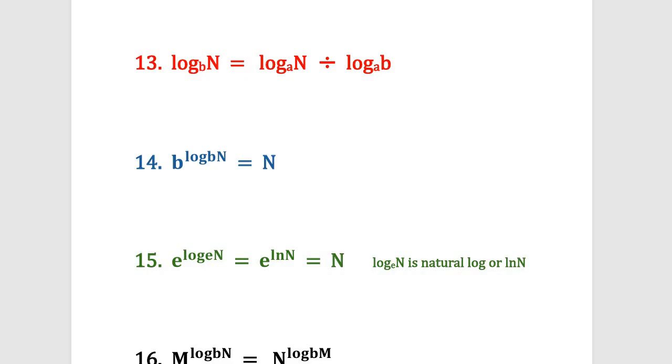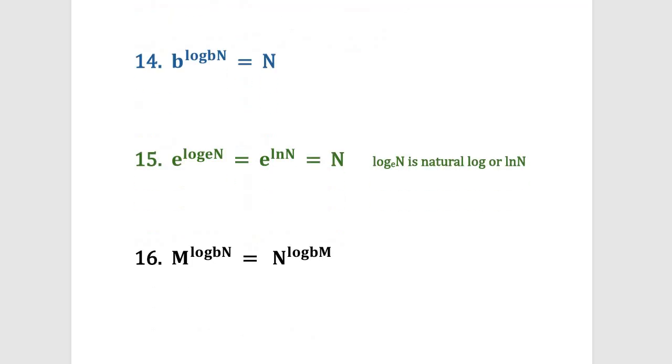Formula number 13, log b base n equals log a base n divided by log a base b. So a log can be expressed in terms of the division of two logarithms. In this case, the base goes in the second log as the number, and both logs have the same base a, and the number of the left side log comes in as the number of the first log on the right side. So this is how a logarithm can be expressed using the division of two logarithms. This is formula number 13.